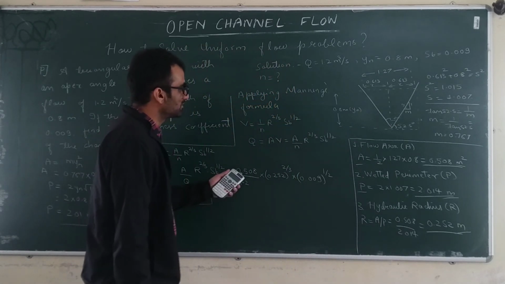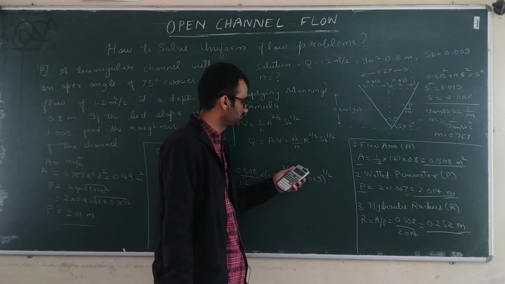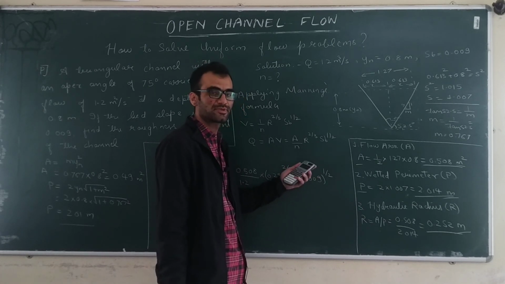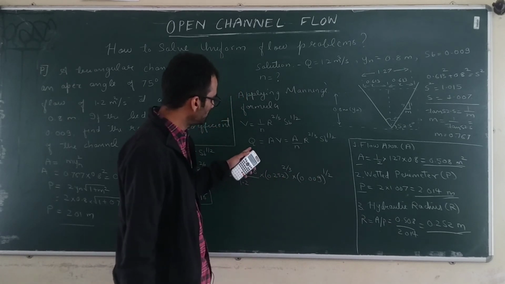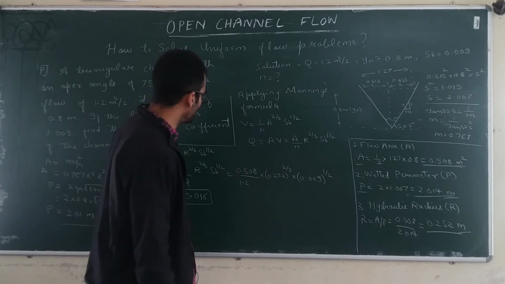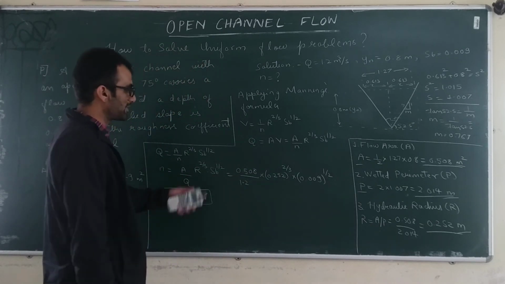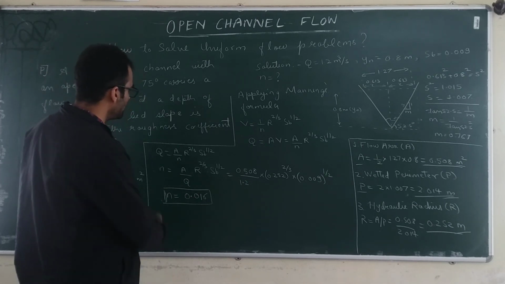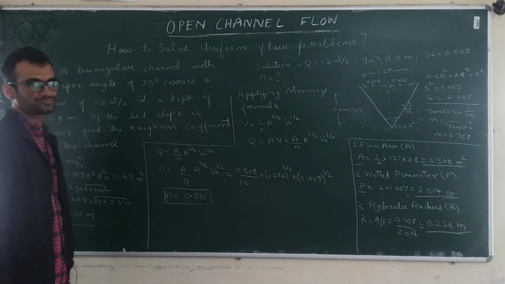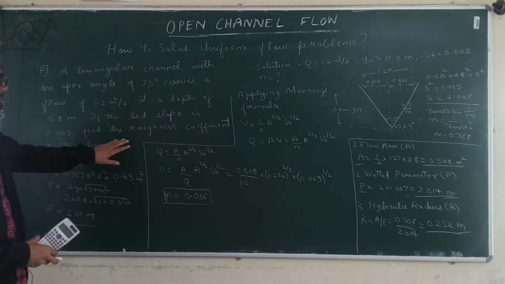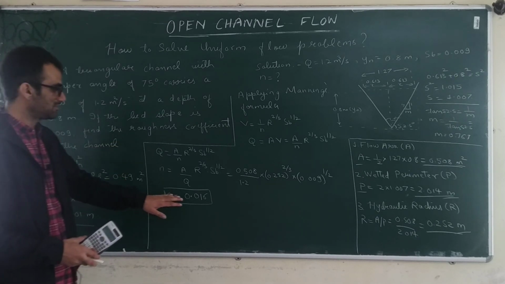Anyway, you can use any method to calculate the flow area, wetted perimeter, etc. Finally, we have to use the Manning's formula to calculate the Manning's roughness coefficient or any other parameter, whatever is asked. In this way we can solve the problem in which we need to calculate the roughness coefficient.